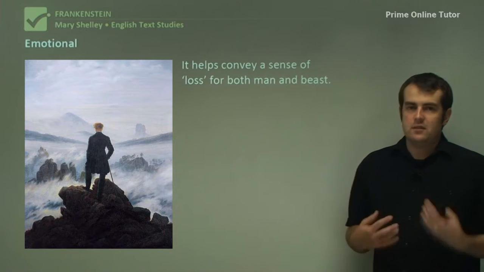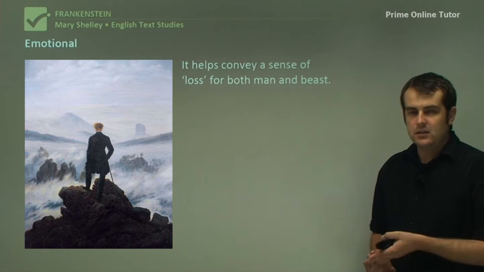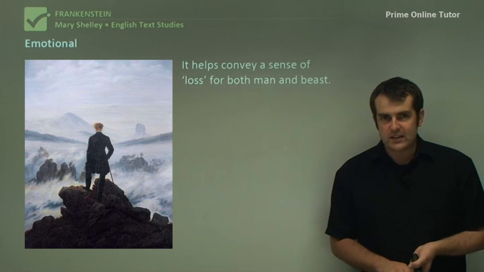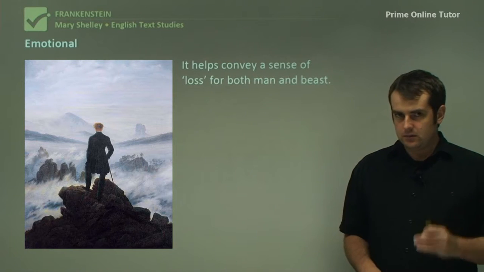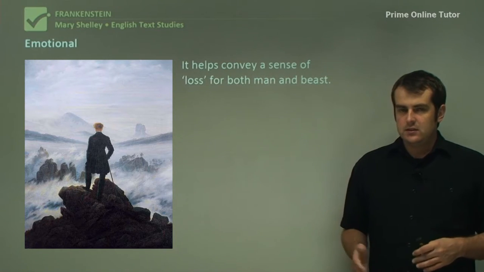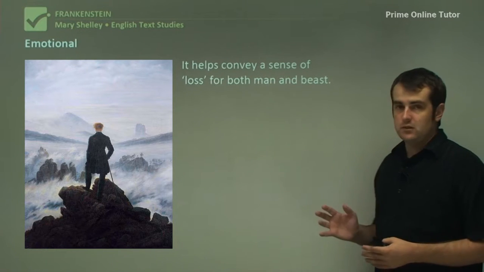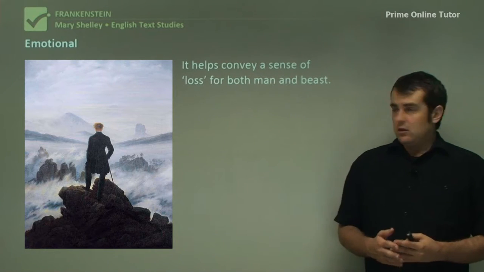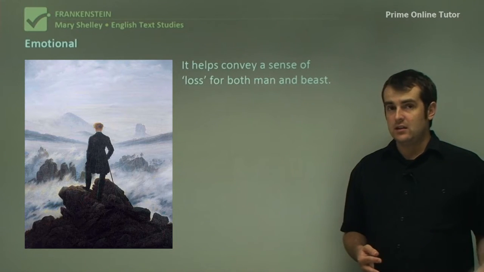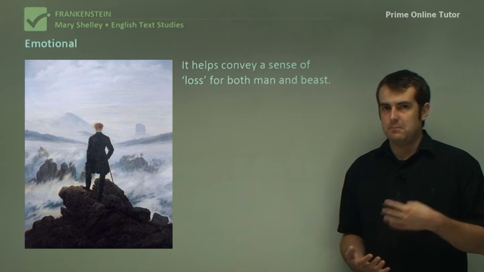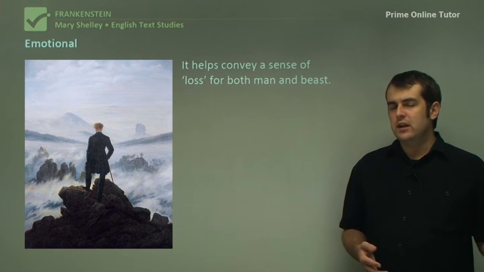It basically helps to convey a sense of loss for both man and beast as well. And basically what that means is by connecting humanity and the natural world, we can see this idea of what both of them lose. And we see that in Victor, and we see that in the beast. In the case of the beast, we probably see that in what he never has, in that he never has a way to belong. He never has a way to fit in with the beauty of the natural world around him.